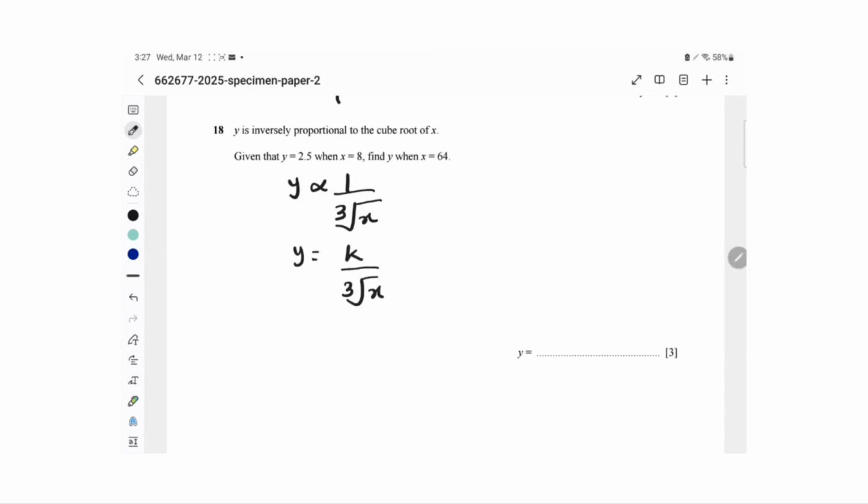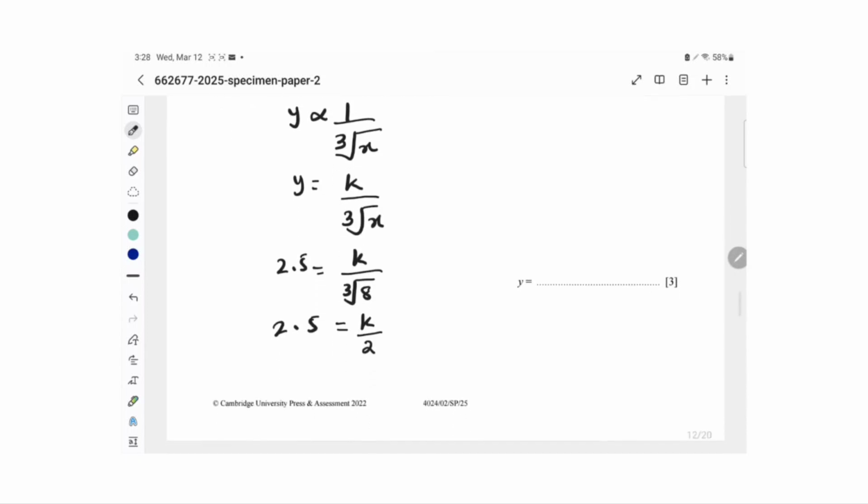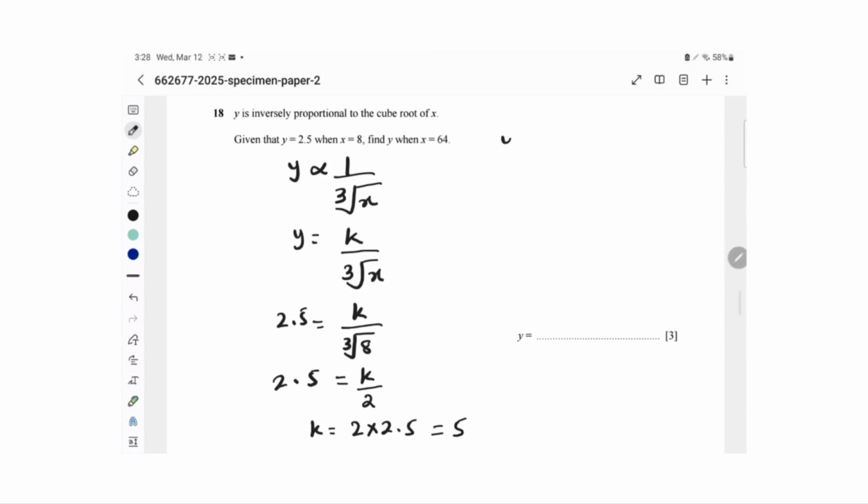Then substitute the values x equals 8 and y equals 2.5. We know that the cube root of 8 is 2. So 2.5 equals k over 2, and then k will be equal to 2 times 2.5, which is 5. The double of 2.5 is 5. Now y equals k over cube root of x, which means 5 over the cube root of x.